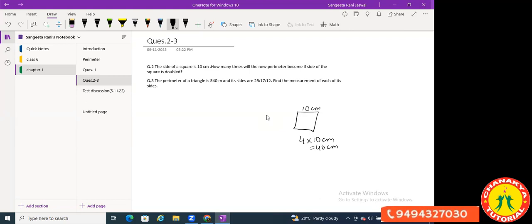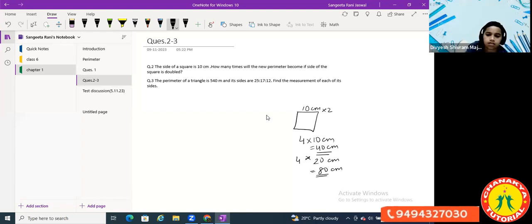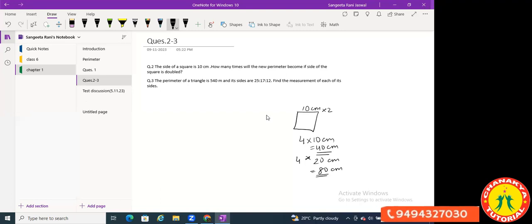Now, how many times will the new perimeter become if the side of the square is doubled? If I multiply the side with 2, I get 20 centimeters. Now, with 20 centimeter, I have to find the perimeter, that is 20 into 4, it's 80 centimeters. So what is the difference between the two perimeters, the original one and the new one? The perimeter is also doubled. Yes, when the side of the square is doubled, the perimeter is also doubled. Okay, so this is the difference we can see.